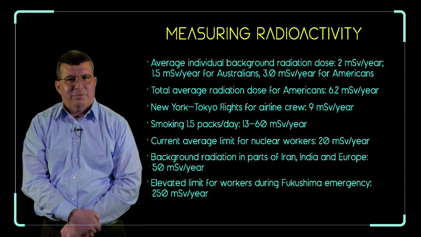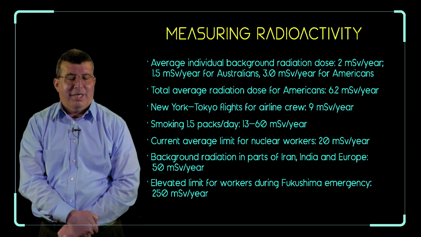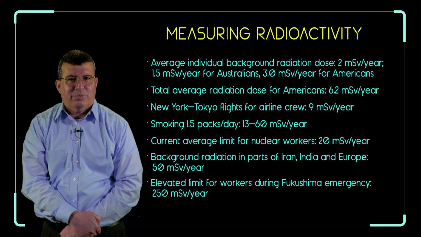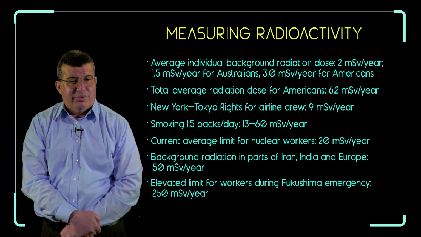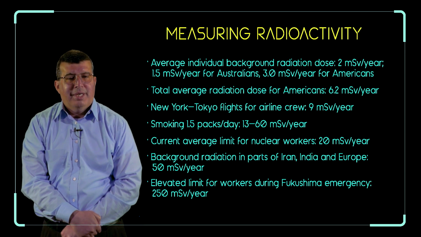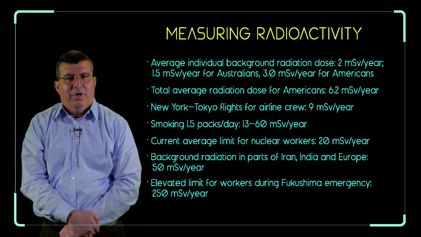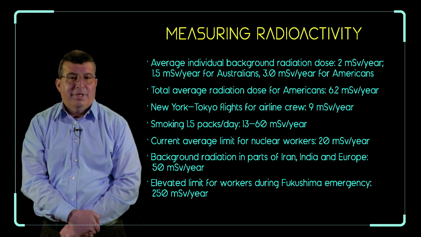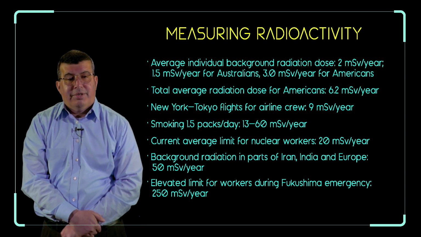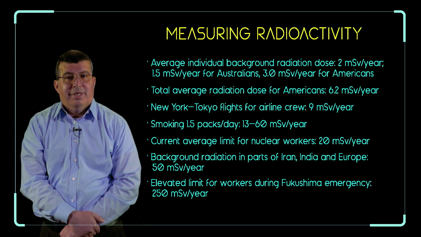So 3 millisieverts per year is the individual background radiation dose. So those are from all the natural sources. The total average radiation dose from all sources for an American is about 6 millisieverts per year. So every year, on average, you'll be exposed to about 6 millisieverts. So you multiply that by the number of years, and you can calculate your chances of getting cancer from radiation.